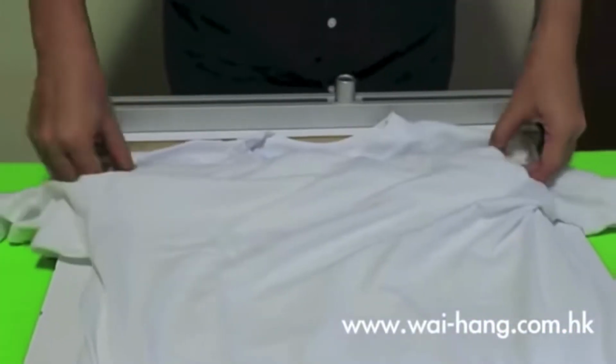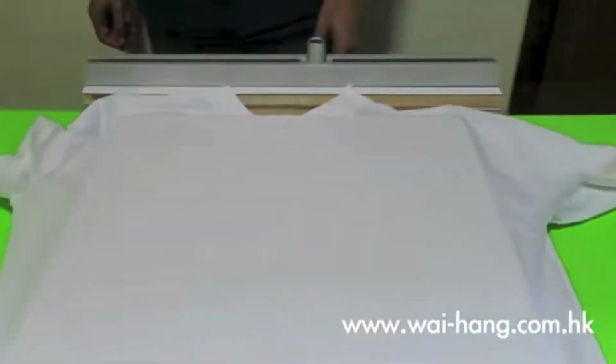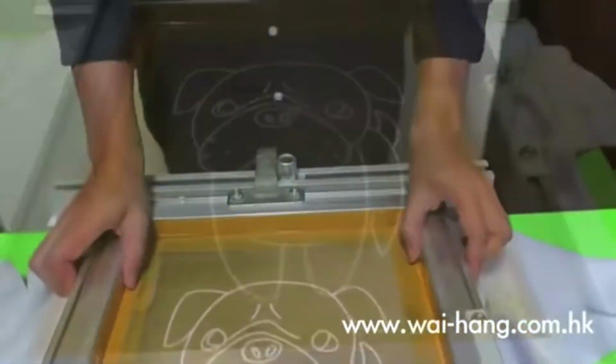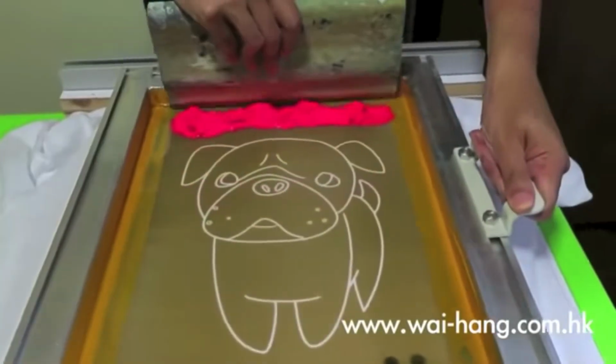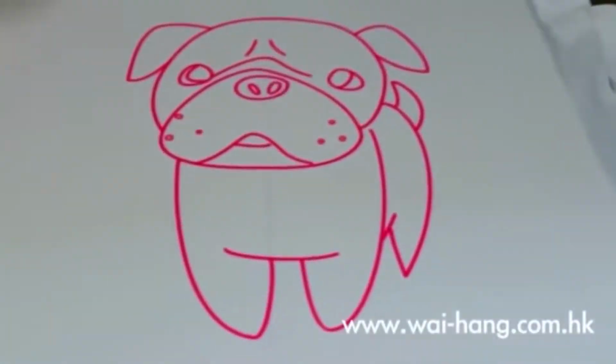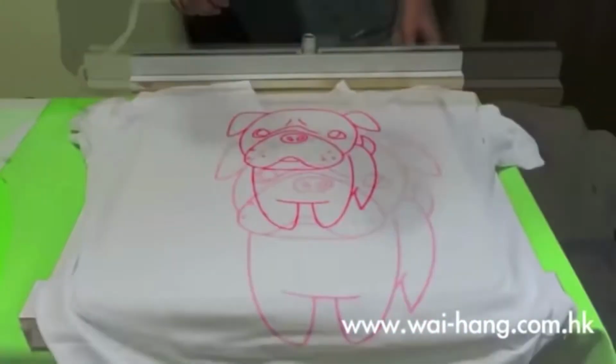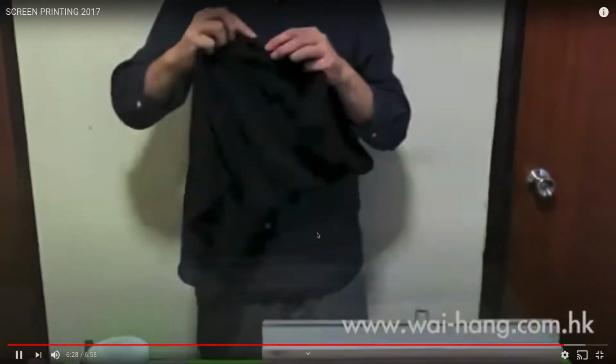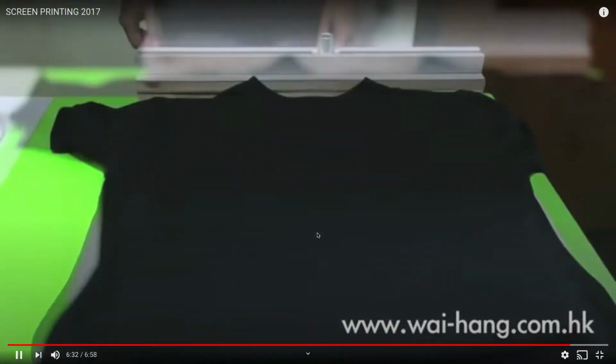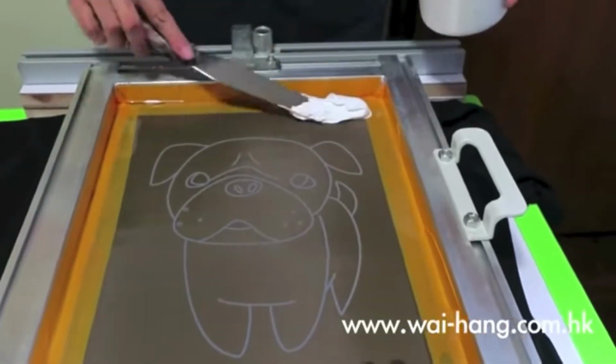Now he's going to print the t-shirt. He's going to put ink on there and spread it on. So that ink traveled through the screen in selective areas.